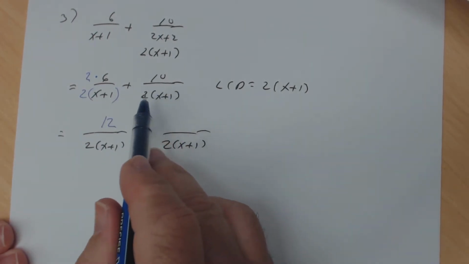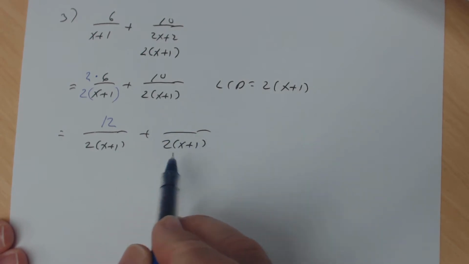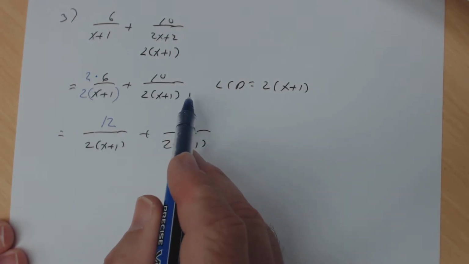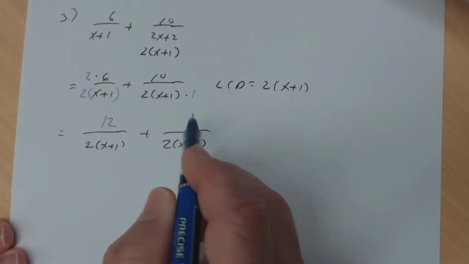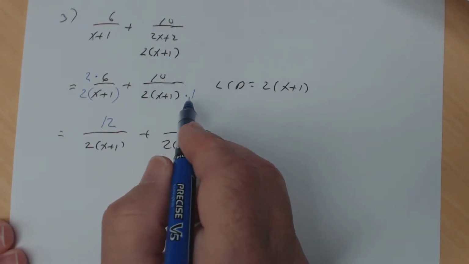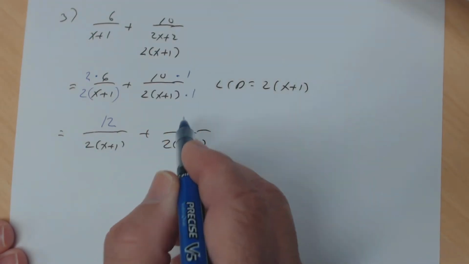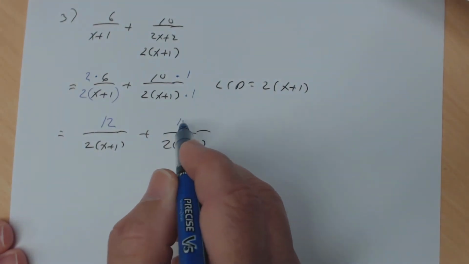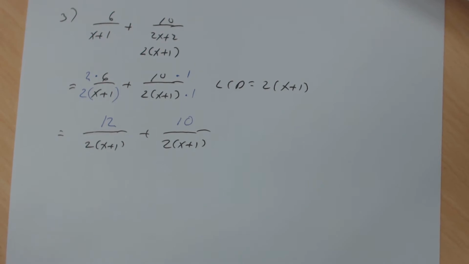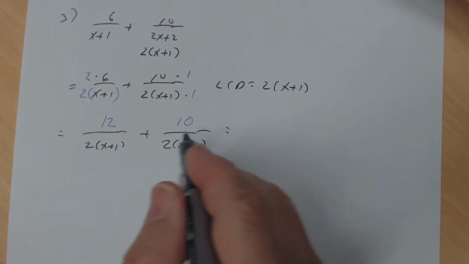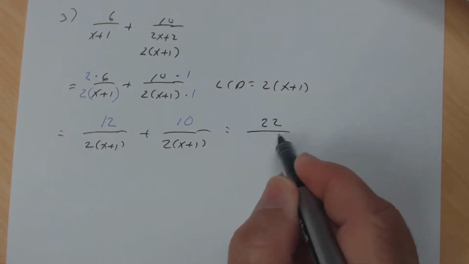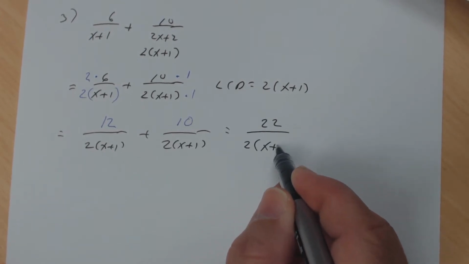All right, over here, this 2 times x plus 1 is already here. So it's kind of like saying times 1. 2 times x plus 1 times 1 is this LCD. But what I do to the denominator, I have to do to the numerator. So that's 10 times 1 is 10. And so all I do now is, since the denominators are the same, I add their numerators. So 12 plus 10 is 22. And then I get 2 divided by x plus 1.